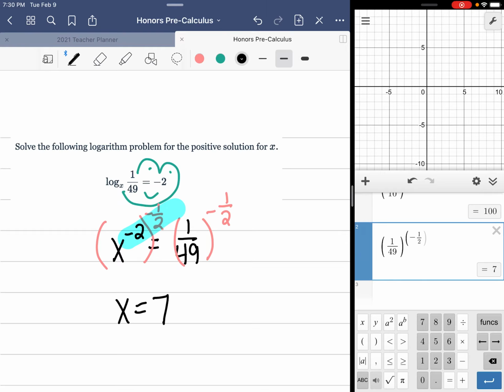All right, so I hope this helps. These are just some basic solving. We will get into more complicated versions.